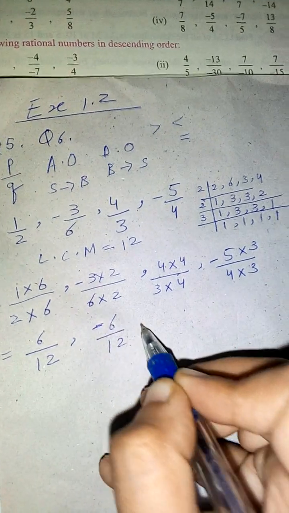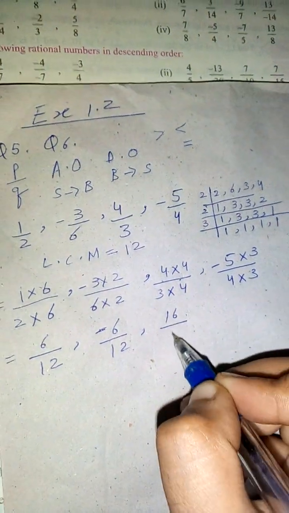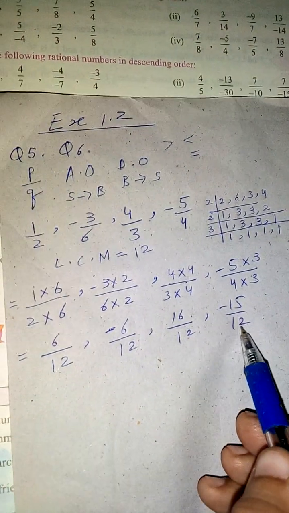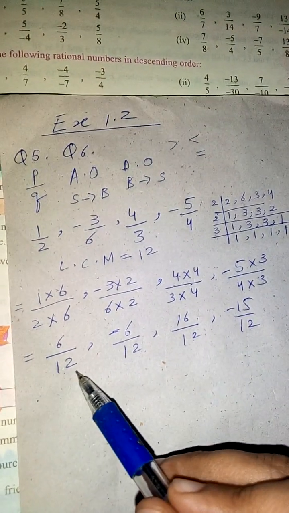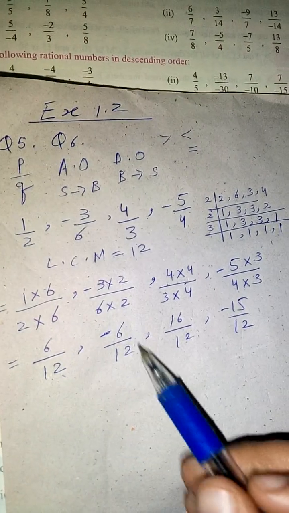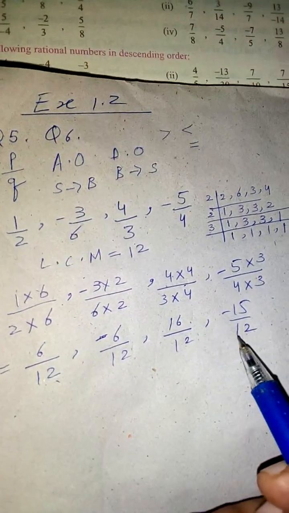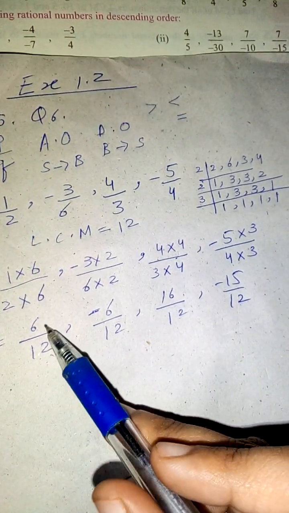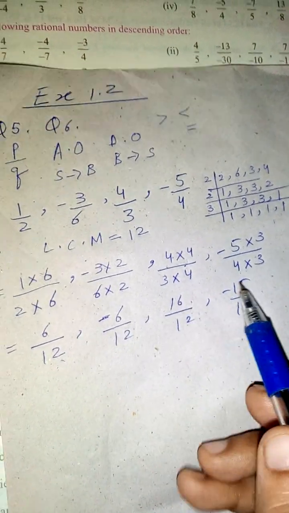So you can see all the denominators, the LCM, are the same: 6 over 12, then minus 6 over 12, then 16 over 12, then minus 15 over 12. Since all the denominators are the same, it is like a cake with the same total. Now it is very easy to compare all the numerators.